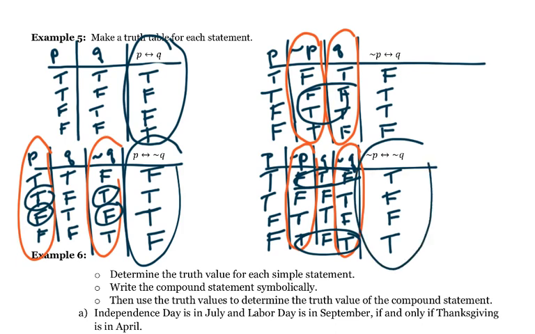So looking at these, we can determine that some of these statements are equivalent. This biconditional is equivalent to not P if and only if not Q. Then we have P if and only if not Q is equivalent to not P if and only if Q. Again, that's because they share the same truth value as their final answer that makes those equivalent statements.